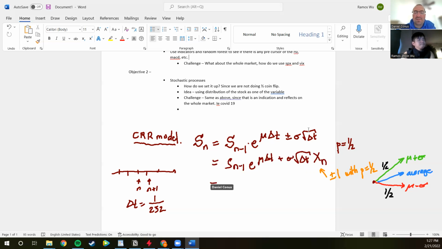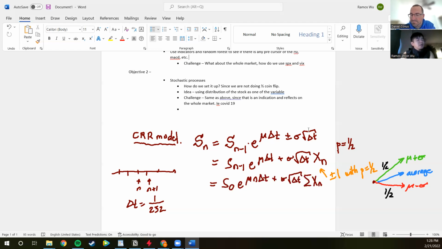Now, if I do that, what I can do is iterate this equation, right? Because now Sn minus 1 is going to be Sn minus 2 times another exponential. So altogether, you're going to get that this is the initial value times an exponential of mu delta t, n times, and then here I'll have sigma square root delta t times the sum of the xn. Because I'm going to multiply every time, but it's inside an exponential, so my multiplication will become a sum, right?